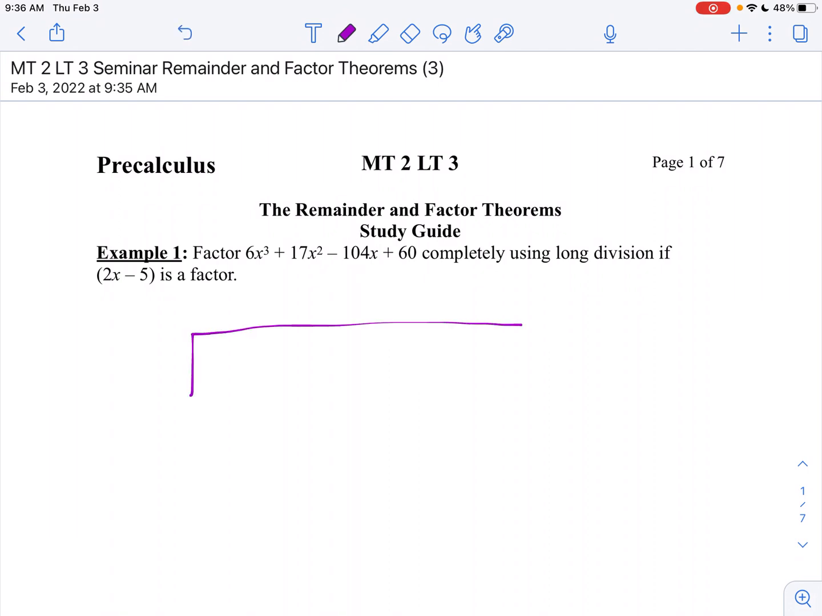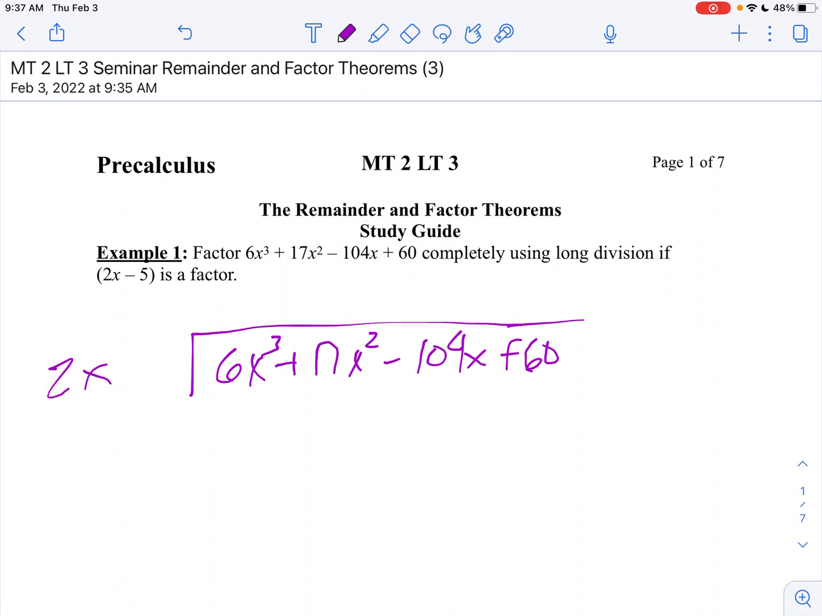So I'm going to take 6x cubed plus 17x squared minus 104x plus 60. I'm going to divide that by 2x minus 5. So what happens is, just like when we do long division, I just compare my first term. 2x times what gives me 6x cubed? Well, that would be 3x squared. So I'm going to put that in the column with my x squared.